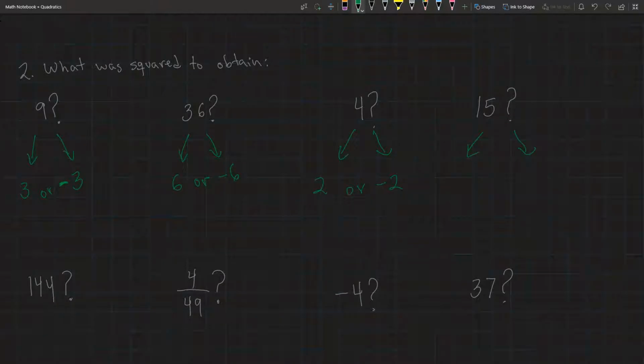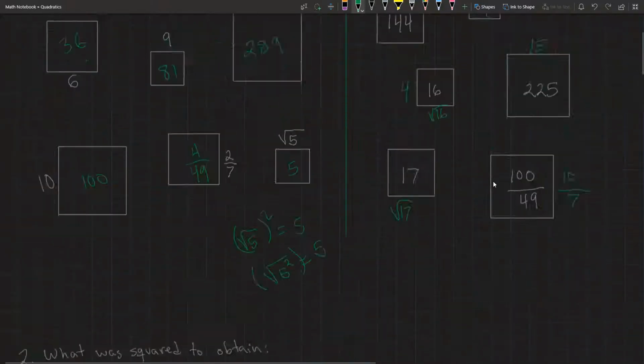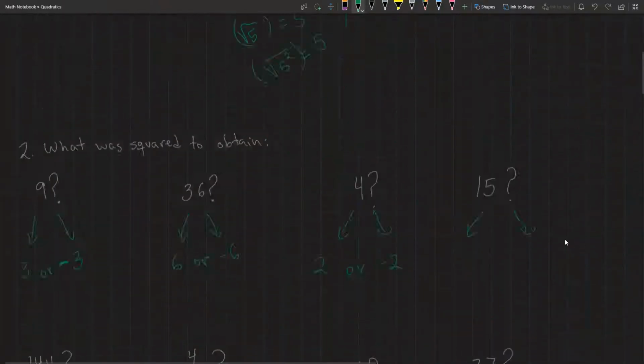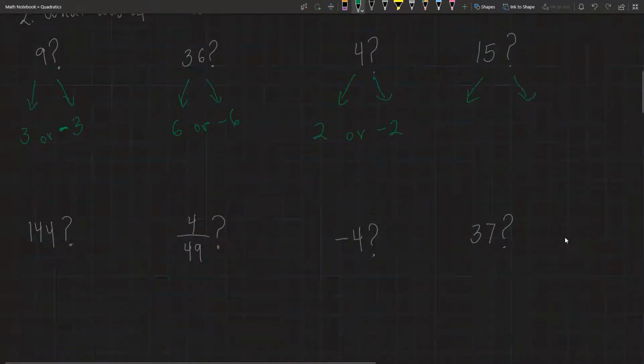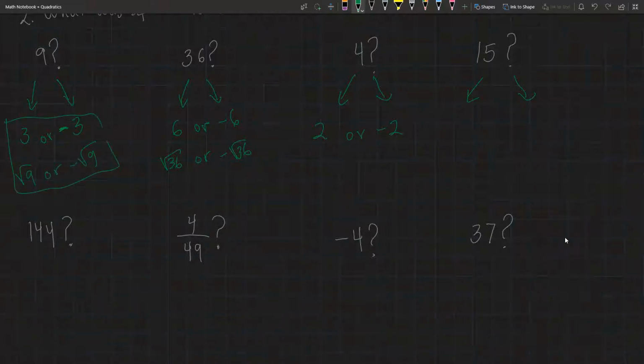And remember that those were perfect square numbers. We saw that same thing going on here. So another way of rewriting that is that here we can say this is the square root of 36 or the negative square root of 36. This one right here, we could have said square root of 9 or the negative square root of 9. Those are both equivalent. These two are the same numbers represented in different notation.